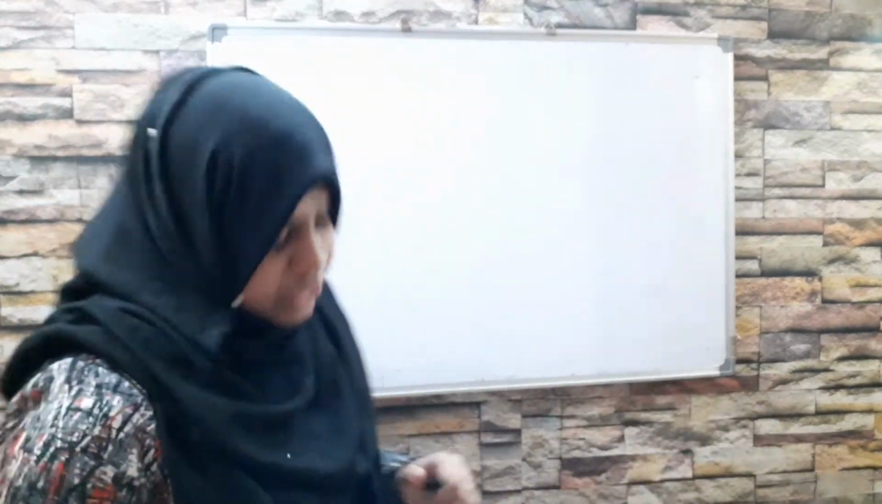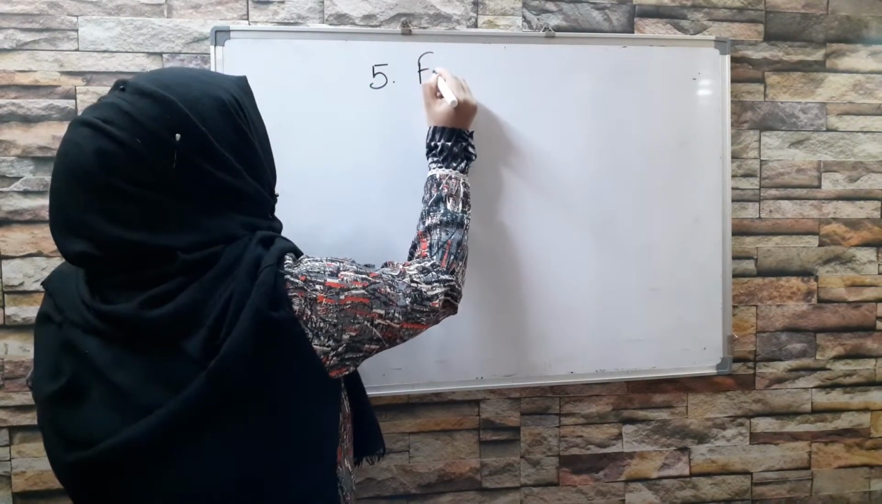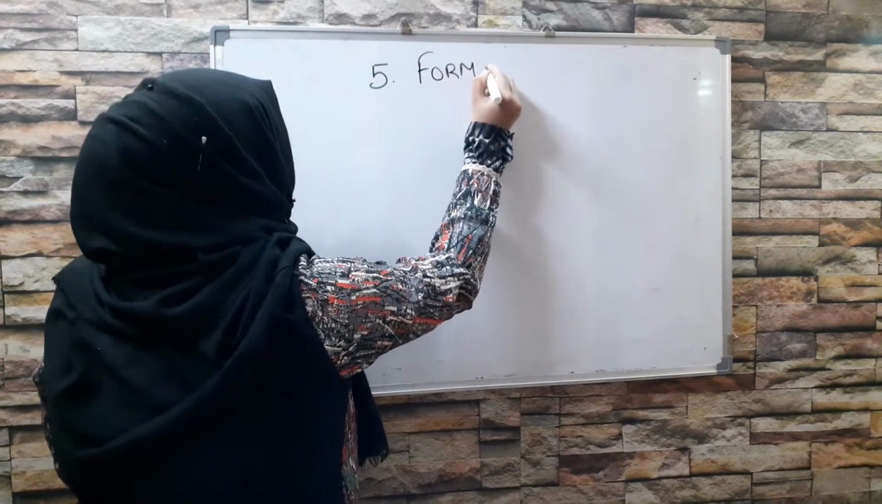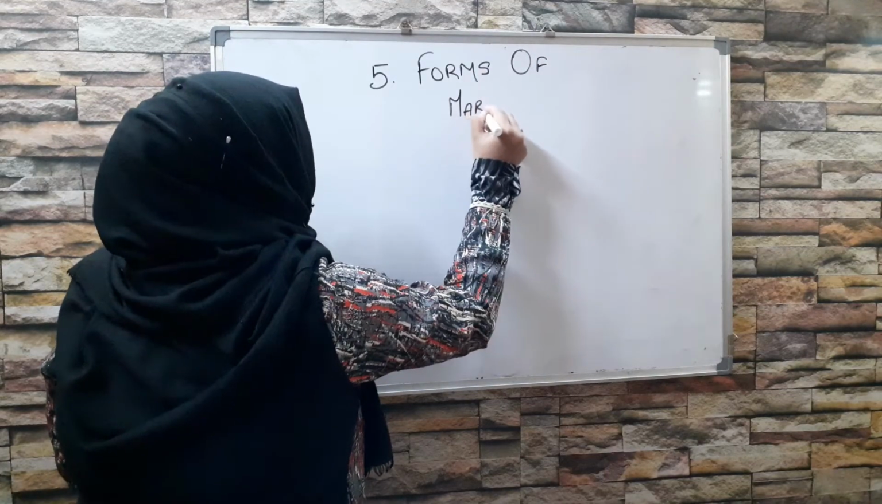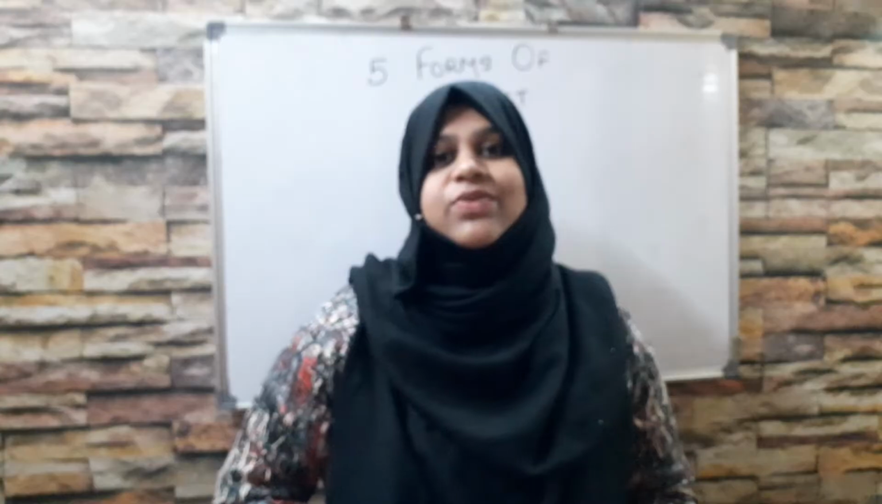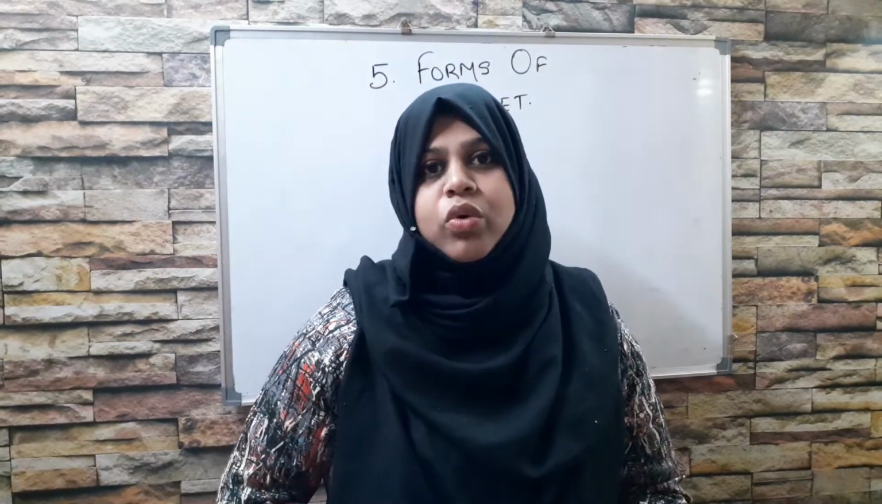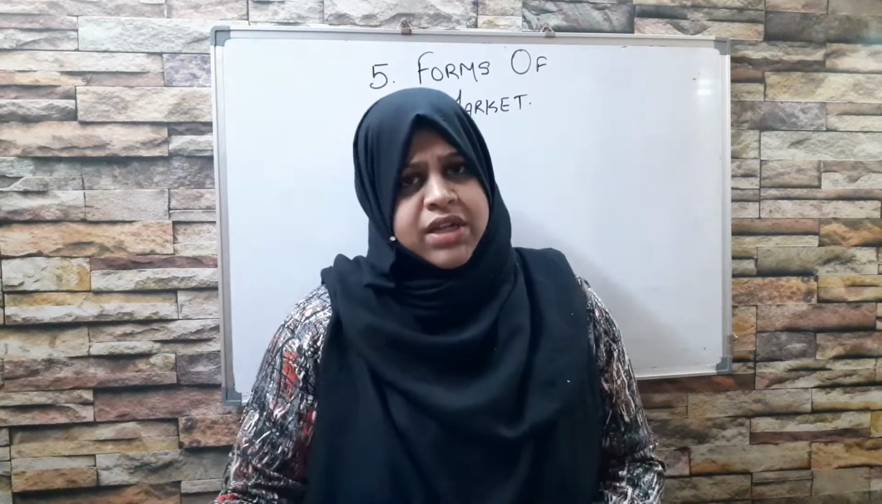Okay, so we are going to start with chapter number 5, which says the forms of market. Chapter number 5 of your HSC textbook, forms of market. Before we start with this entire chapter, it is very essential for us to know the literal meaning of the word market. Now, what is a market?